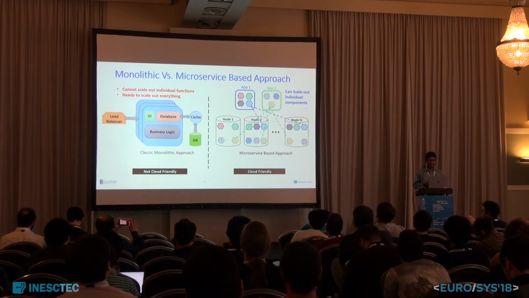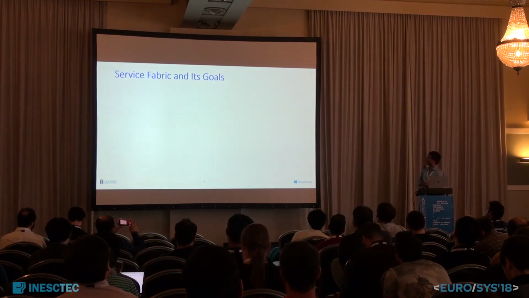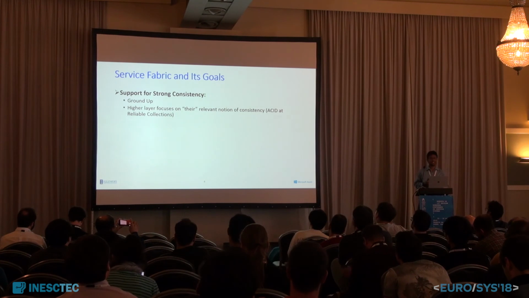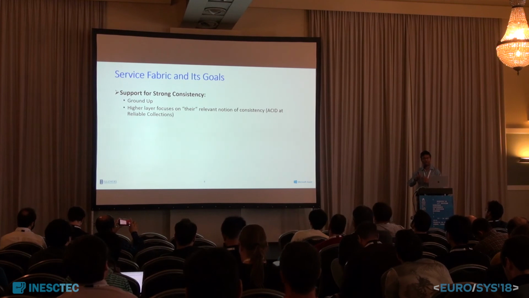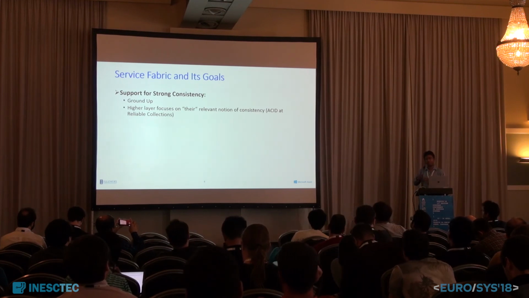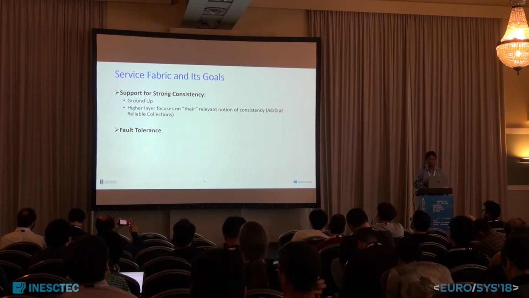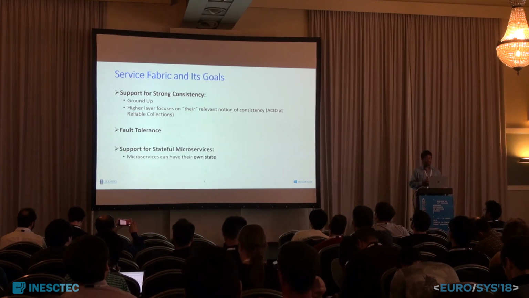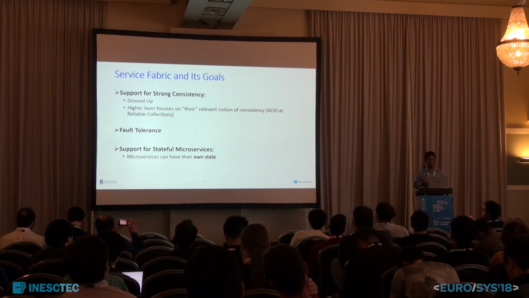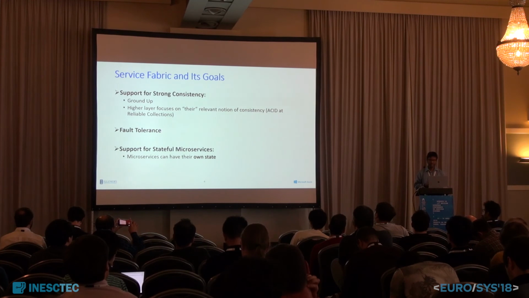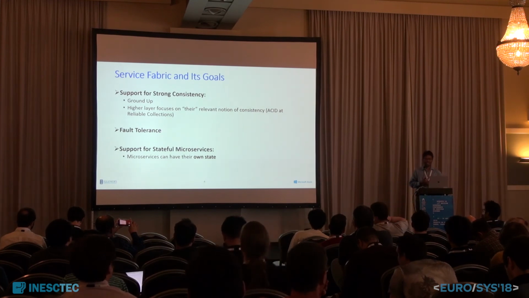Our Service Fabric is such a microservice orchestrator that allows full lifecycle management for microservice-based applications. Some of the goals of Service Fabric are: it supports strong consistency from the ground up, where higher layers utilize the lower layers' consistency guarantee and focus on their own notion of consistency. It's fault tolerant and it supports stateful microservices, where each microservice can have its own state. The first two goals are followed by each subsystem.